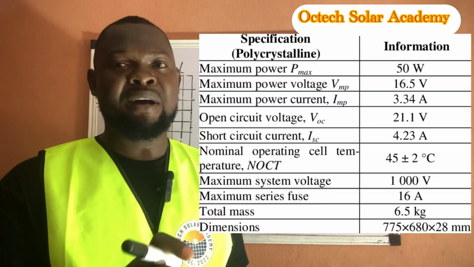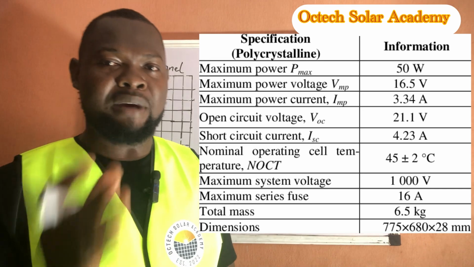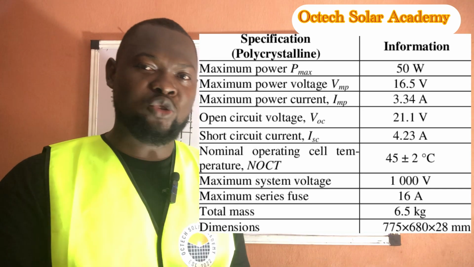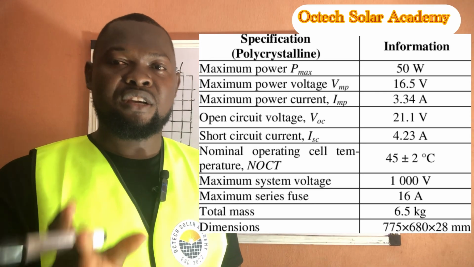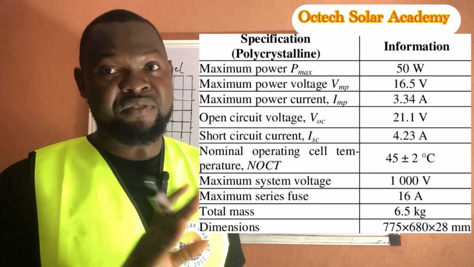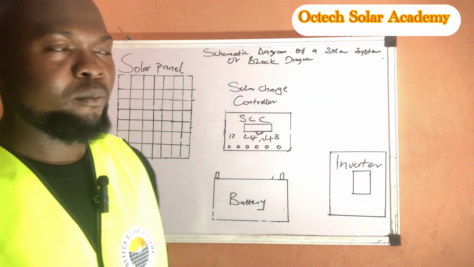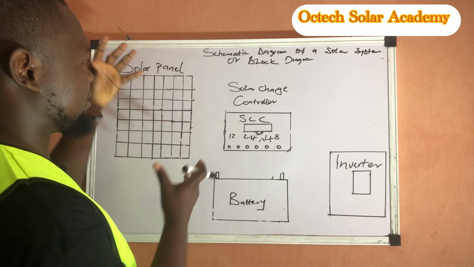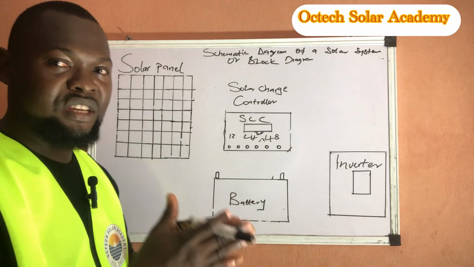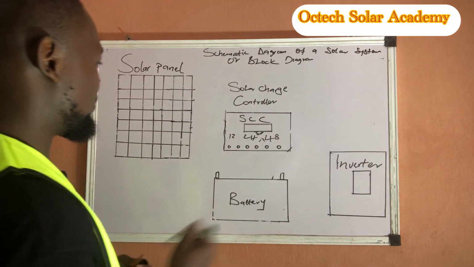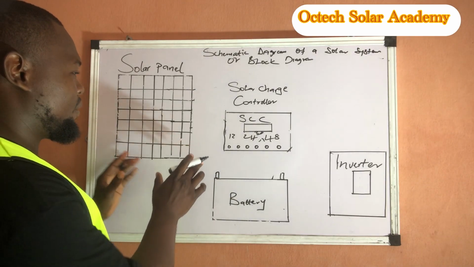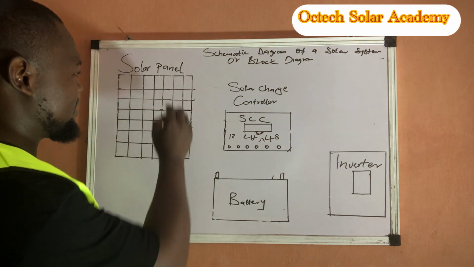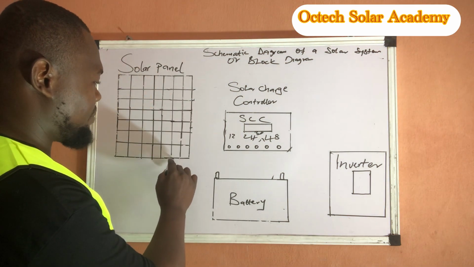That is where you will see the maximum power voltage and the maximum power current, which are VMP and IMP. And then we also have the one that I call VOC, which is the open circuit voltage. So this is the specification of a solar panel. Now this solar panel generates energy: it takes the sun's energy and converts it into electric energy.